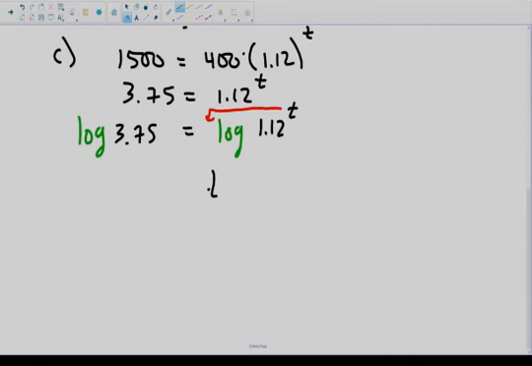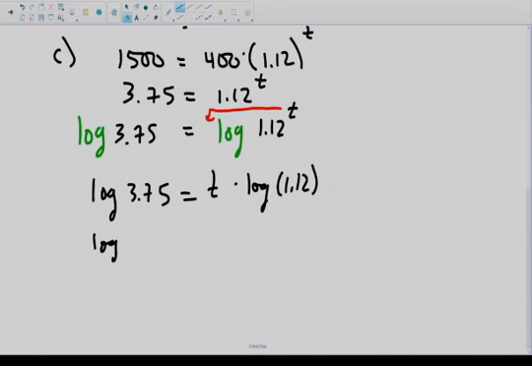So we end up with t log 1.12 equals log 3.75. And now I'm going to divide, oops, sorry about that. Now I'm going to divide both sides by log 1.12. So we're going to have log 3.75 divided by log of 1.12 equals t. And if you do that on your calculator, you will get your answer.